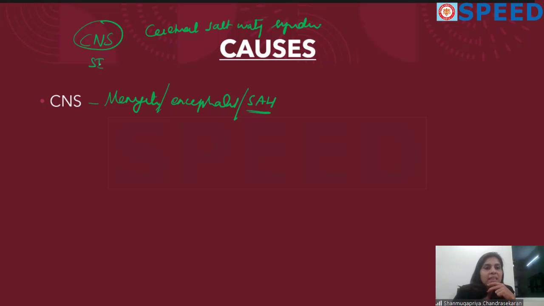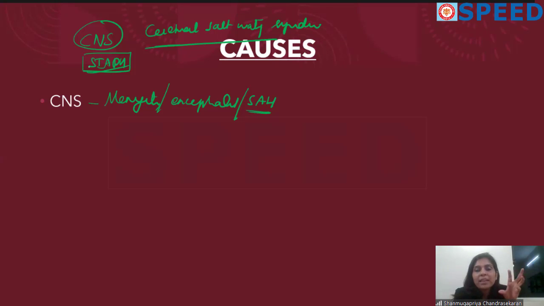Because both SIADH and cerebral salt wasting syndrome will present as hyponatremia. And you will have to differentiate the two conditions because the treatment for these two conditions would be different. Do you all know that for SIADH you recommend water restriction? Yes, right? For SIADH we ask the person to restrict intake, whereas for cerebral salt wasting syndrome, we ask the person to take adequate fluids. So you will have to differentiate the two conditions.